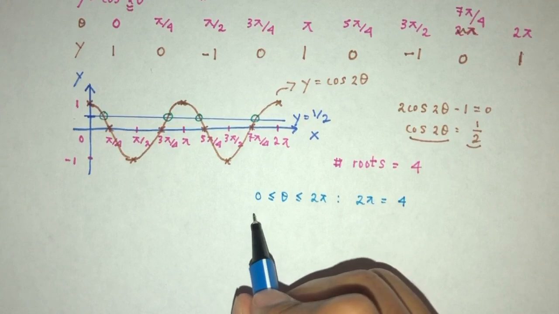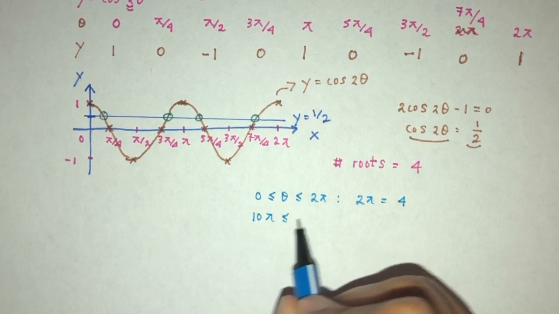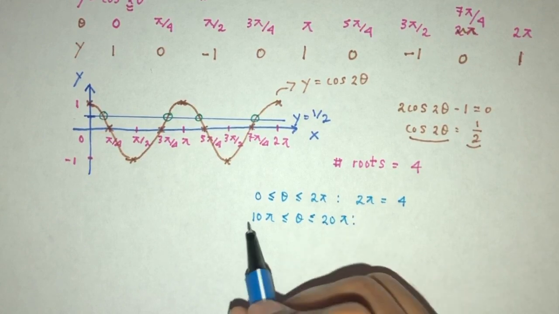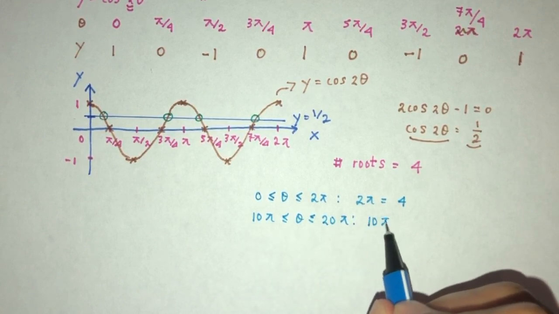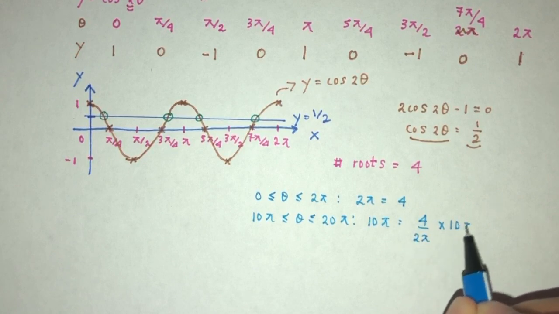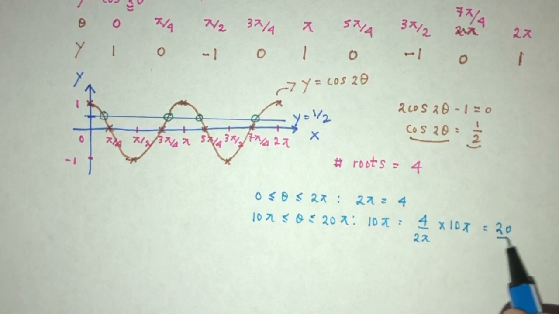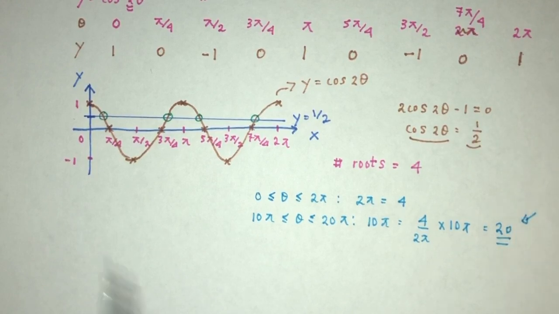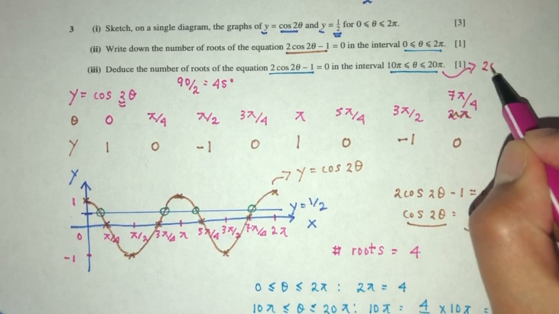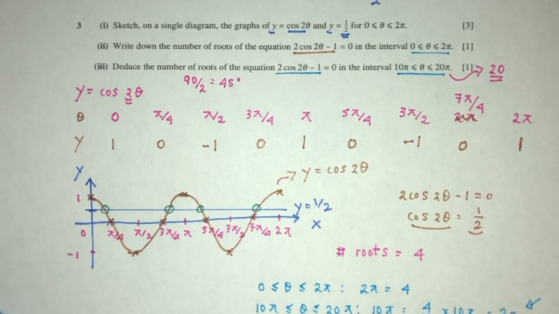But now from 10 pi going to 20 pi, we have the domain of 10 pi. That should be 4 divided by 2 times 10. That should be 20 solutions. By using a ratio, we will have 20 solutions in this domain. That should be 20 as your answer for question part 3.